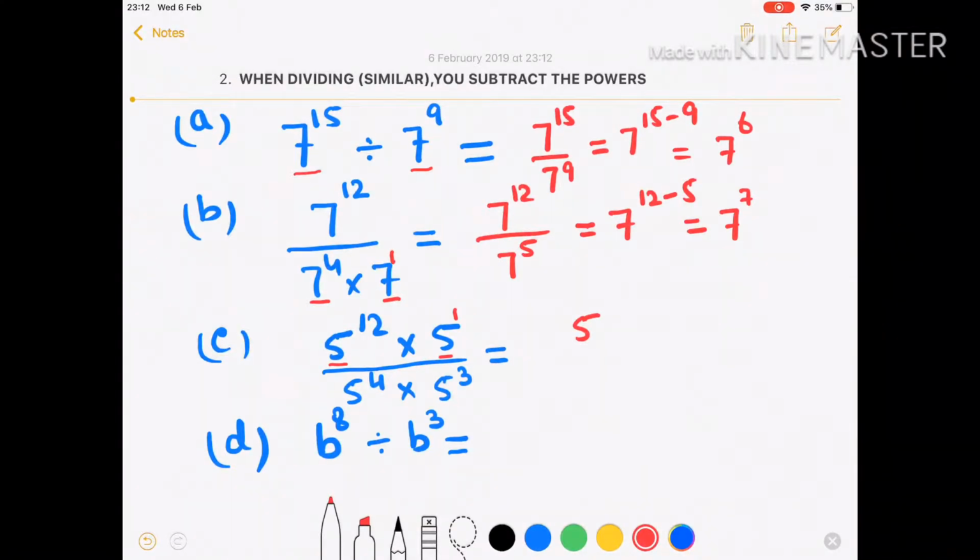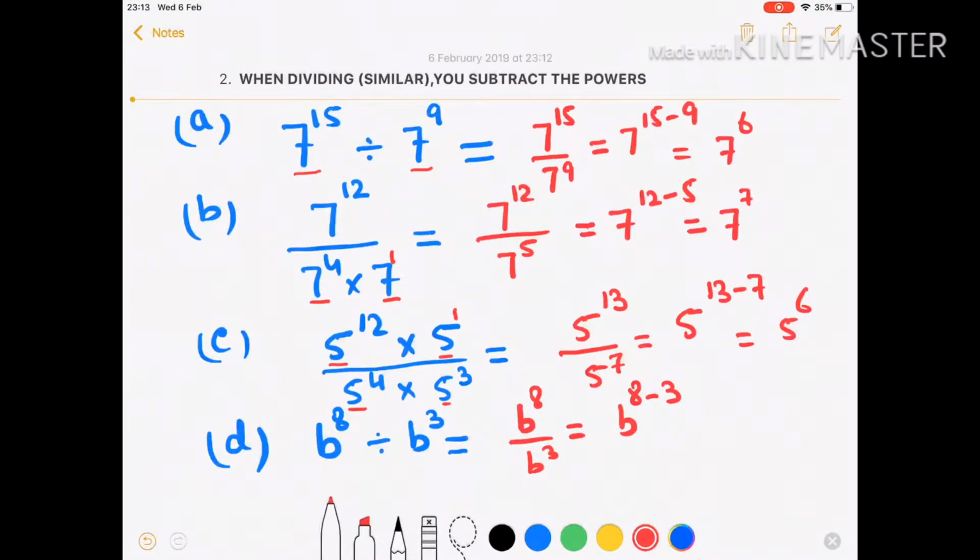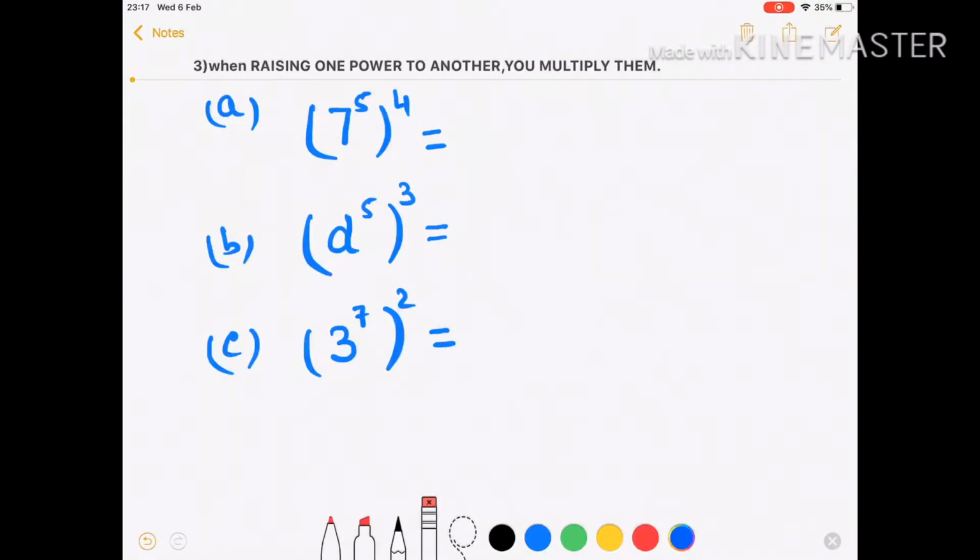Next question. On the top, both are similar and multiplying, so you add the powers. At the bottom again, both are similar and you add the powers. It will come to 5 to the power 13 divided by 5 to the power 7. Then, similarly, dividing, you subtract the powers: 13 minus 7 equals 5 to the power 6. Next question, again the bases are similar and they are dividing, so you subtract and the answer will come.